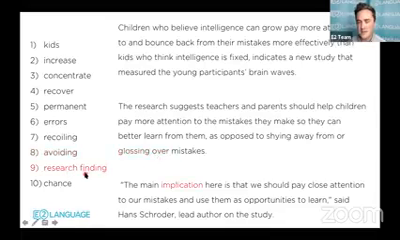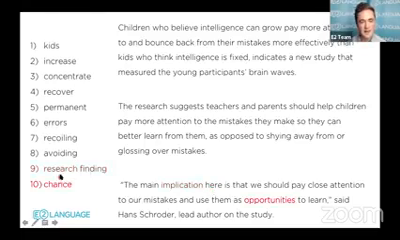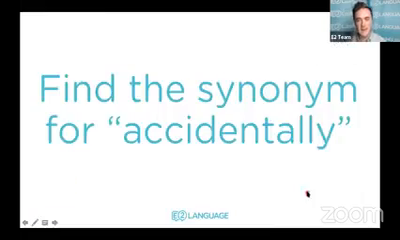What was the research finding? And here it says the main implication. So there's your synonym. And the chance, well, opportunity or opportunities. There you go. So now what I want you to do is find the synonym for accidentally. I'm going to show you a large text with 3 paragraphs. I want you to scan your eyes over the paragraphs to find the word that means the same thing as accidentally. Here we go.